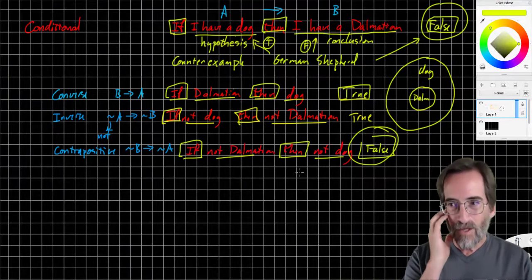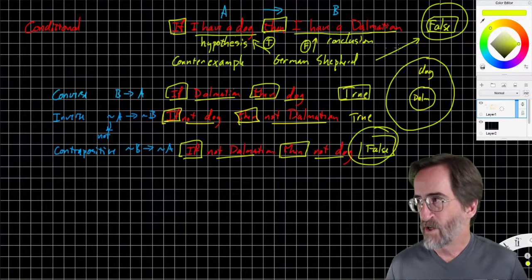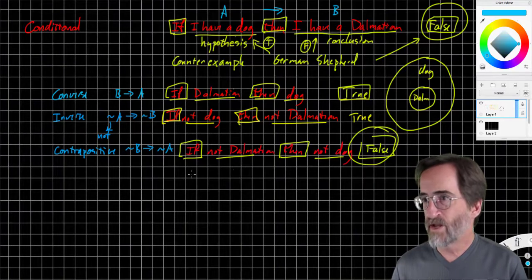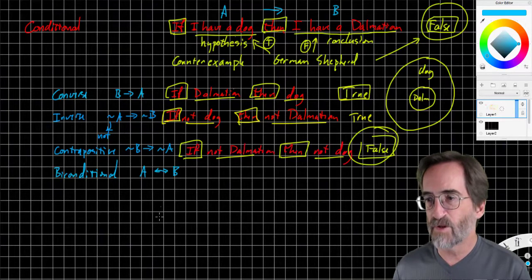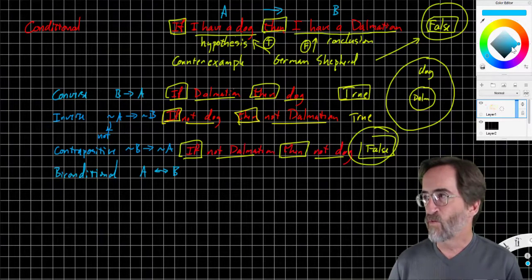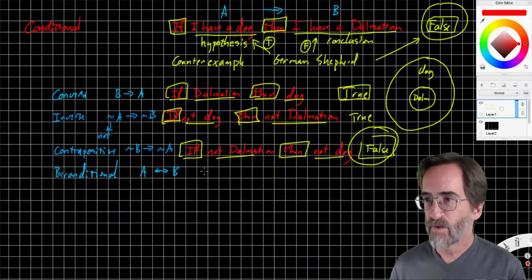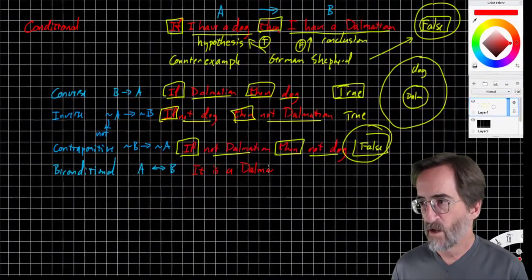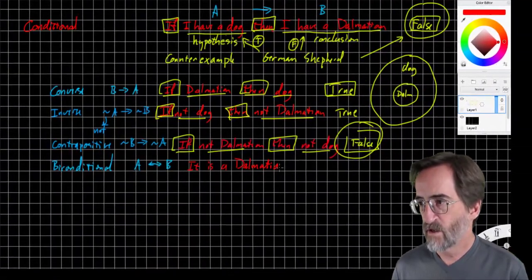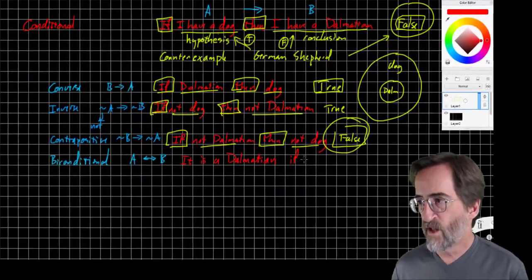All right. There's one more phrase we need to use, and that's biconditional. The symbol for that is A implies B, but also B implies A. And the way we write it is this. It is a Dalmatian if and only if.